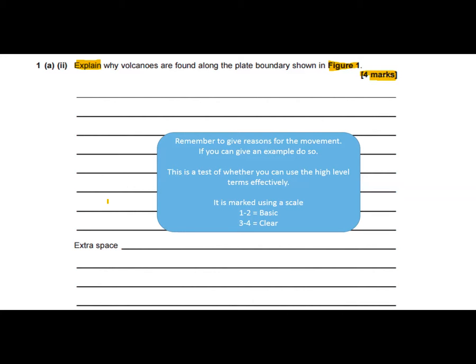This is really a test of whether you can use some high-level terms. You need to remember to explain. So if you've got a process that you can talk about, high-level words, and explain why that's causing the volcanoes there, this is your opportunity to do so. They've got a few key terms that you will want to use. Specifically the ones that have just been to do with the processes to do with volcanoes. It's quite a simple one to do, a nice explain question right at the start. It should take you about 4 minutes. Those 4 minutes start now.